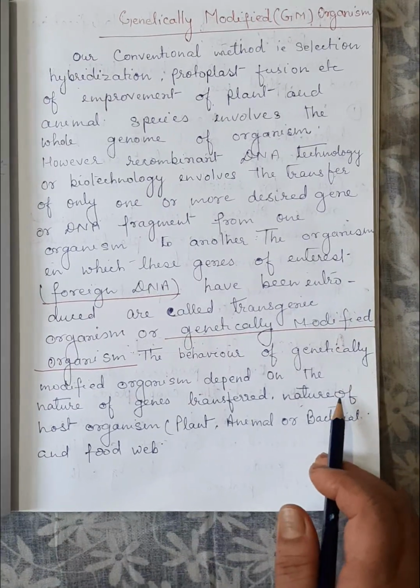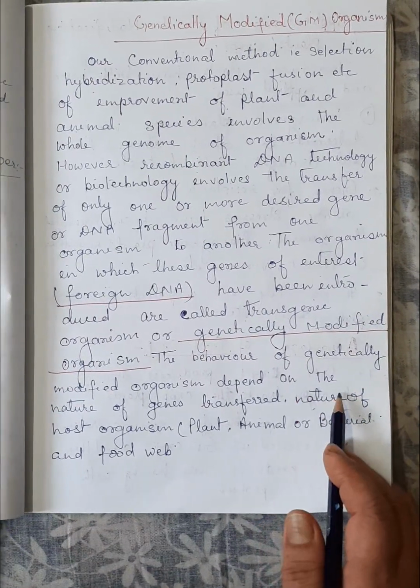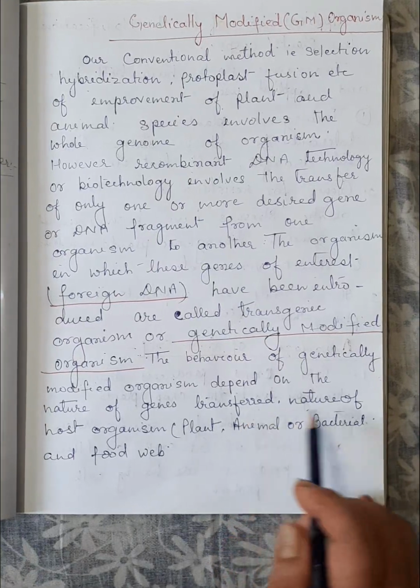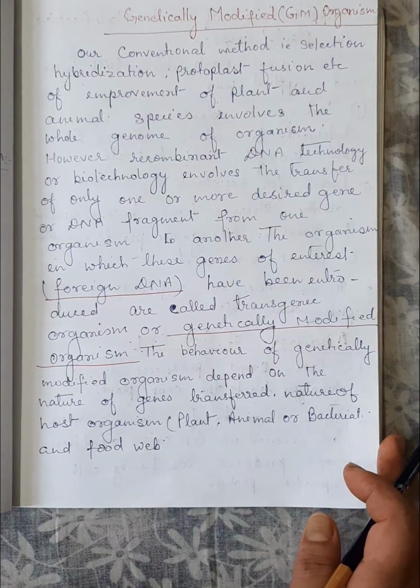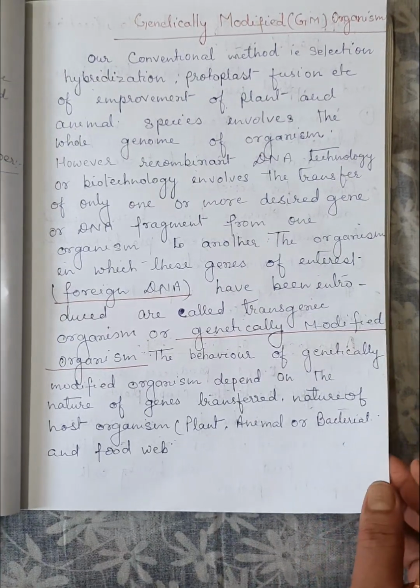The behavior of a genetically modified organism depends on the nature of the genes transported and the nature of the host organism, for example plants, animals, bacteria and the food web.